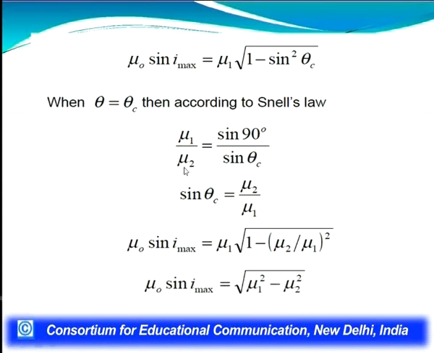Then we can put this value into the above equation. We get mu naught sine I maximum is equal to mu 1 root of 1 minus mu 2 square divided by mu 1 square. So mu naught sine I maximum is equal to root of mu 1 square minus mu 2 square. Mu 1 and mu 2 are the refractive indices of the core and cladding.